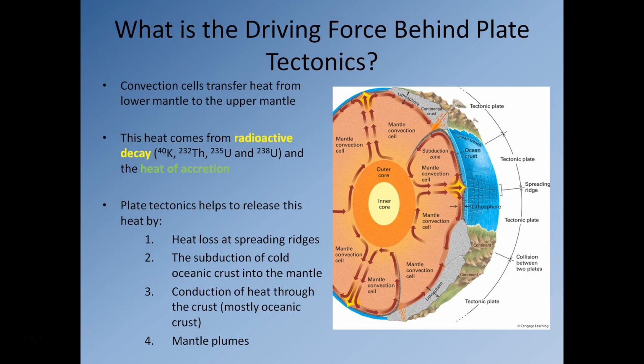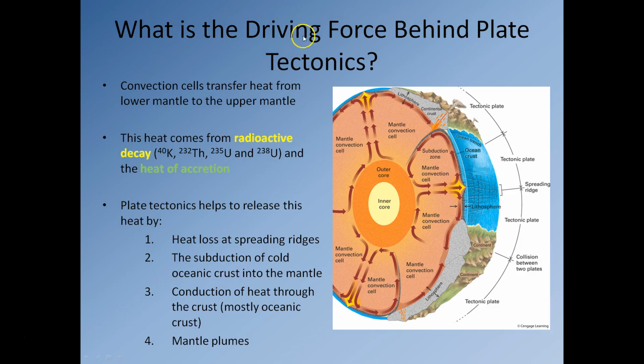All right, so what's the driving force behind plate tectonics? Well, we've said that the main force, or the initial force at least, is the circulation of the mantle driven by heat inside the Earth. So where does that heat come from? The heat has two main sources. The first one is radioactive decay of radioactive isotopes within the mantle. The main isotopes are potassium-40, thorium-232, uranium-235, and uranium-238. And just like a nuclear reactor on Earth, when they decay, they produce a lot of heat energy.